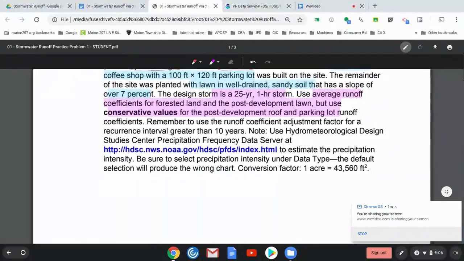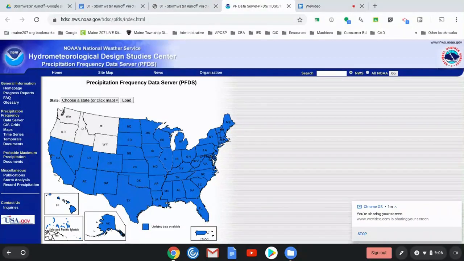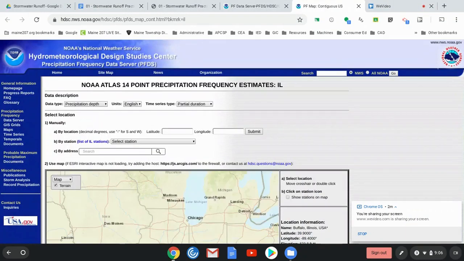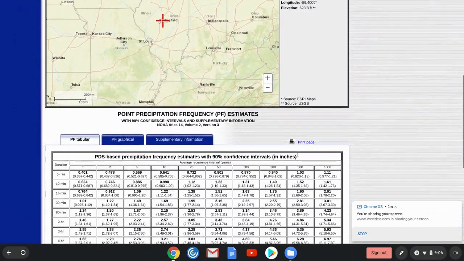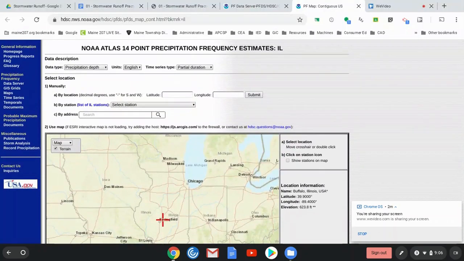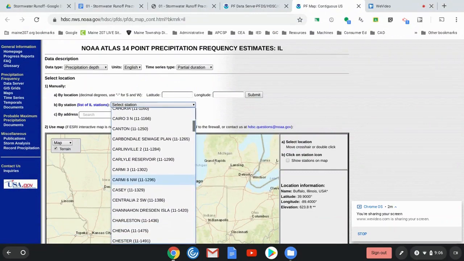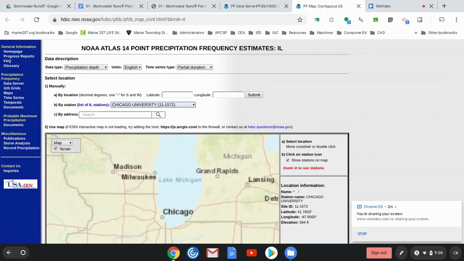So to find the information about the storm value, we're going to need to go to this website right here. And we just need to look up the location. So you go to Illinois. So click on Illinois. And then it's at Chicago University. So there's lots of different places to go. Easiest thing I think is to go to the station, scroll down until you see Chicago, and there's one for Chicago University.